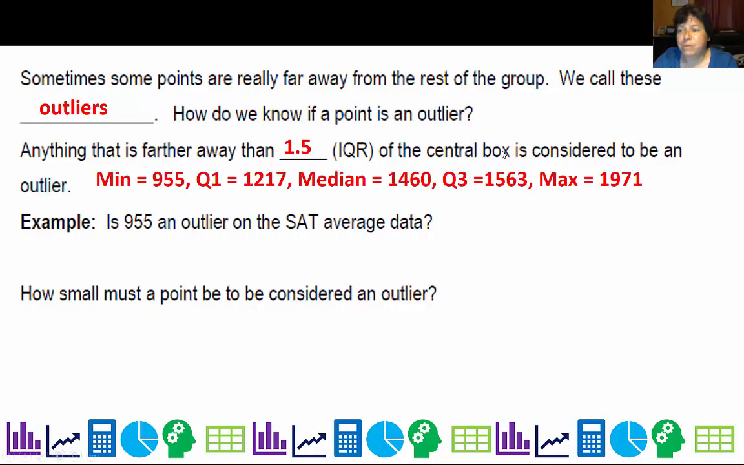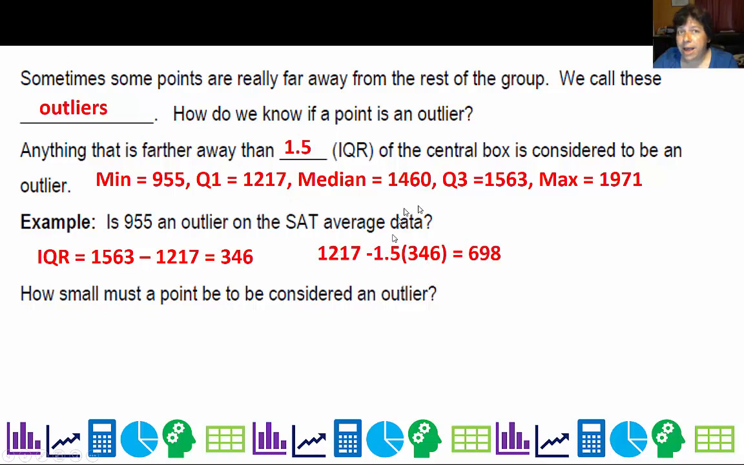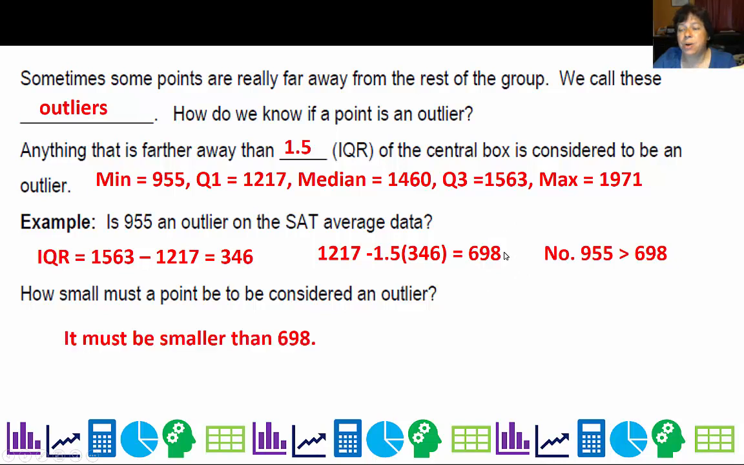Well, let me go ahead and get my 5-number summary. And I'm going to do the IQR by subtracting Q3 minus Q1. I get 346. I'll take this lower part of the box, 1217, and subtract 1.5 of these widths. So anything lower than 698 would be an outlier, all right? But if it's above 698, it's not considered an outlier.